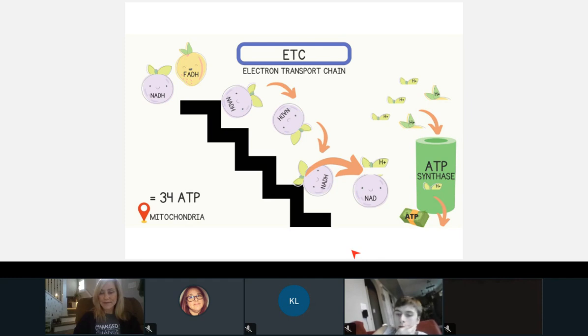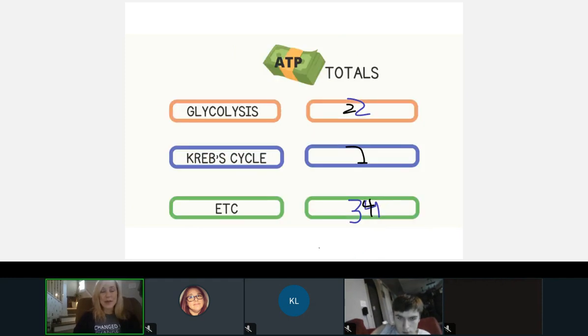Great job. So we review all of that to get to the place where we looked at our ATP totals. We only had 2 ATP in glycolysis, 2 in Krebs cycle, and 34 ATP in the electron transport chain. I do kind of care that you know those values, but I most importantly care that you know a little bit, a lot, right? And know what happens to get us there.